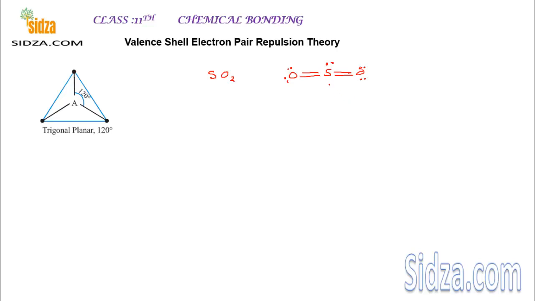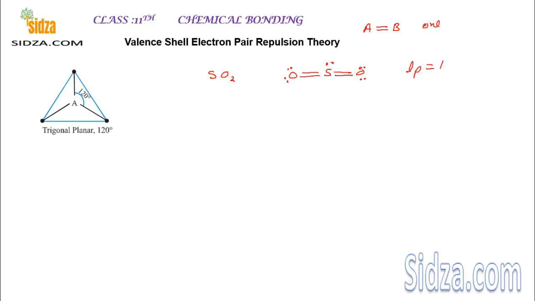Now looking at the central atom sulfur, if you count the number of lone pairs and bond pairs, you can see here the lone pair is 1. But how many bond pairs are there? 1, 2, 3, 4? No, you can't calculate like that, because as per the VSEPR theory, if you have a multiple bond, suppose you have a double bond between 2 atoms, it will be treated as one electron pair.